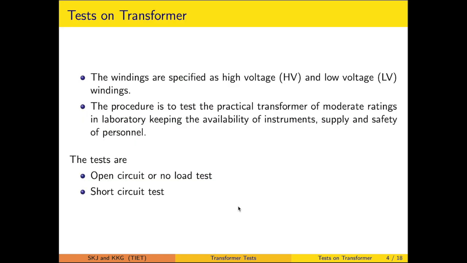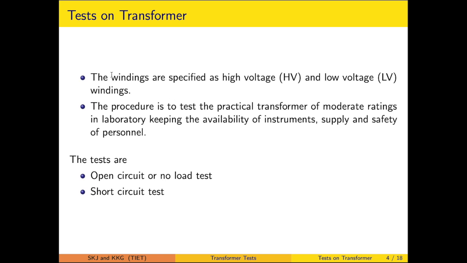Now that is one aspect. The availability of the instruments and the availability of the supply is also another consideration, because 11 kV is a significantly high voltage, and that voltage is normally not supplied to a typical residential area, or the laboratories within the premises of an academic institution.